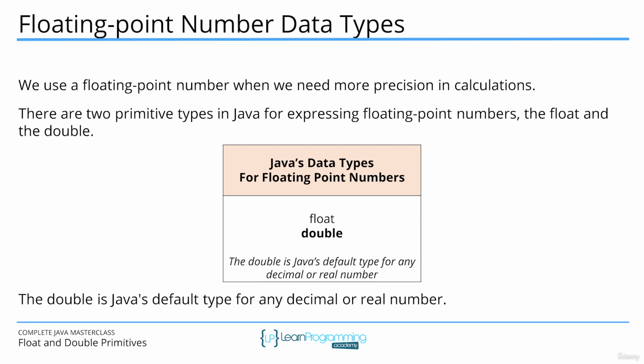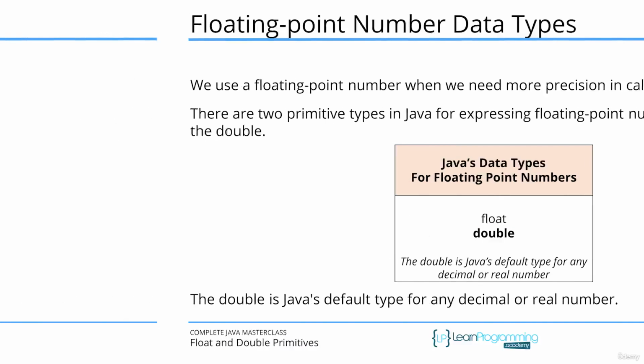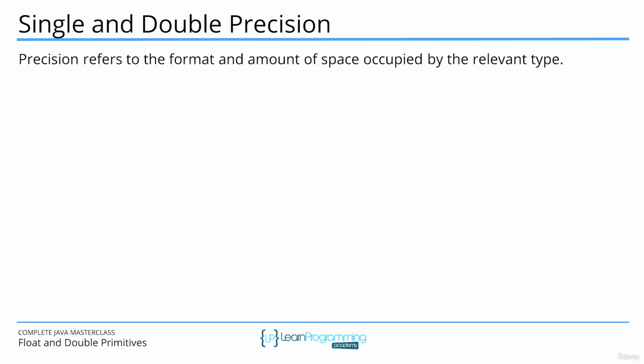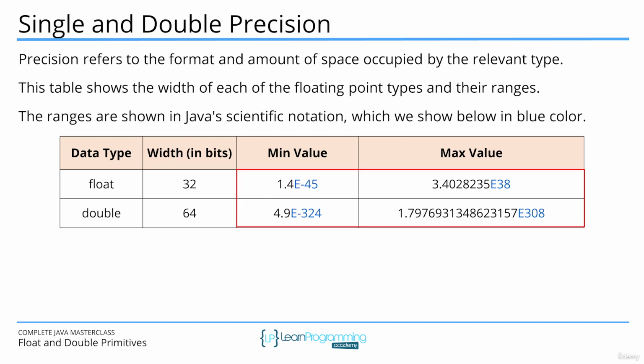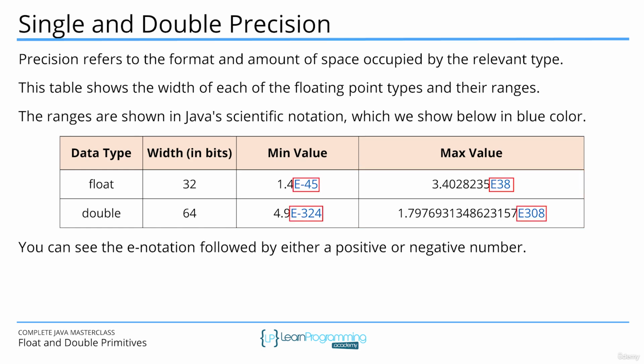When we talk about floating point numbers, we talk about both the width and the precision of the type. Width refers to the format and amount of space occupied by the relevant type. This table shows the width of each of the floating point types and their ranges. The ranges are shown in Java's scientific notation, which we show below in blue colour. You can see the E notation followed by either a positive or negative number.